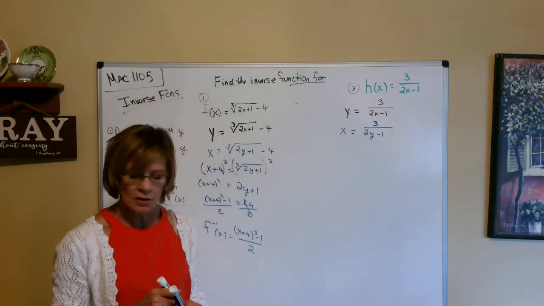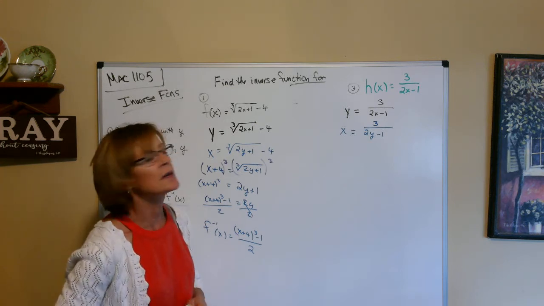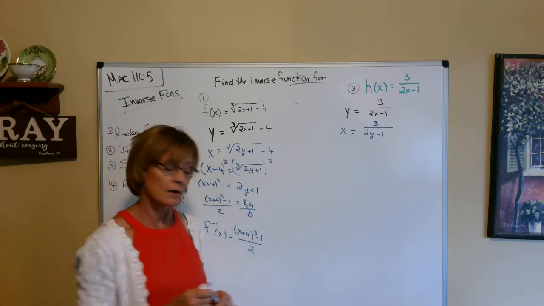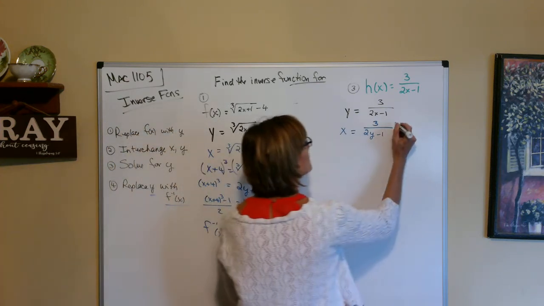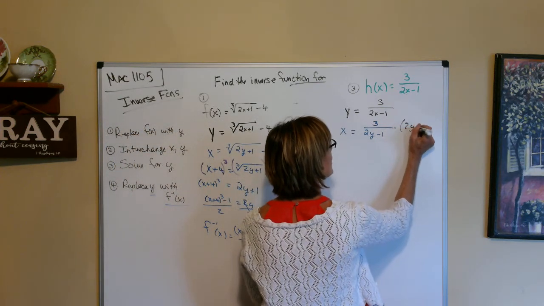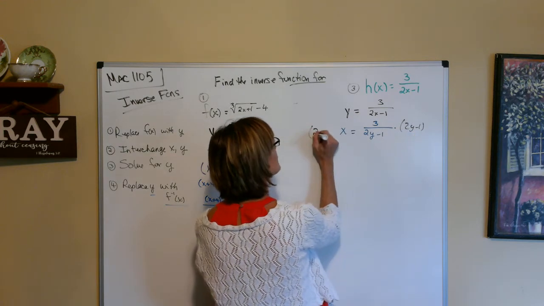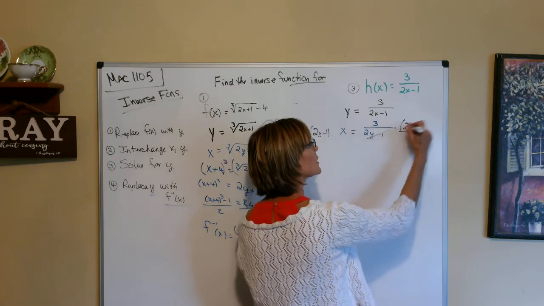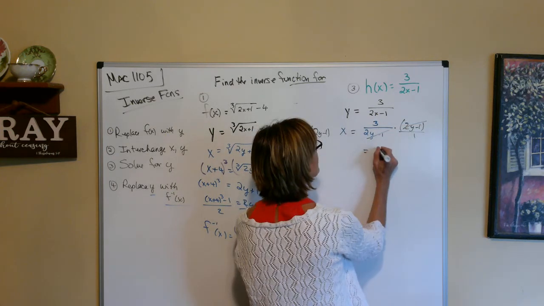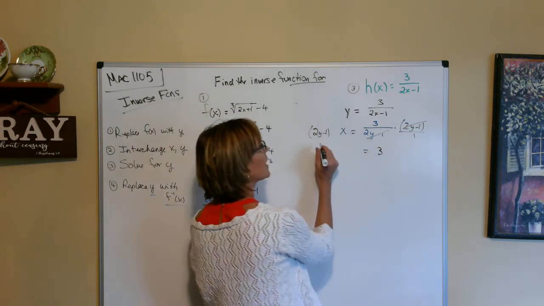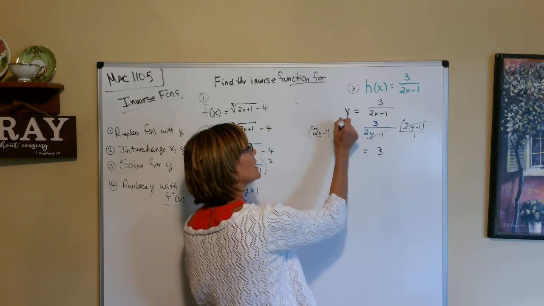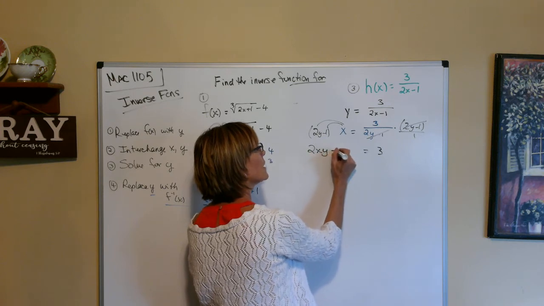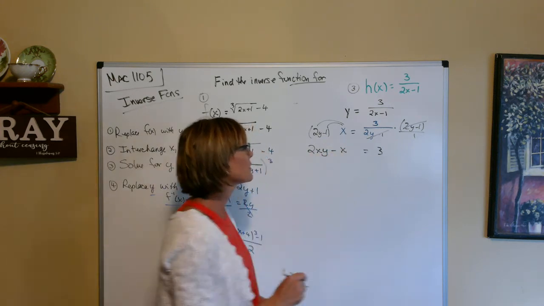Third step is to solve for y. So what I'm going to first do is kill my fraction by multiplying both sides by the denominator. So over here, I'm going to multiply this by 2y minus 1. On the right-hand side, these will cancel, and I'm just left with 3. On the left-hand side, I have 2y minus 1 times x. I'm going to distribute this x. I get 2xy minus x is equal to 3.